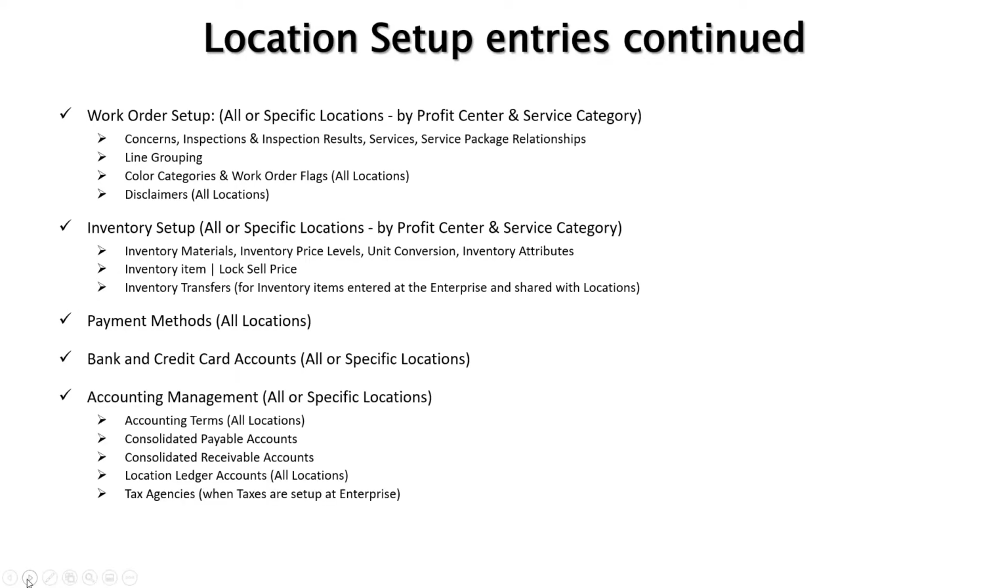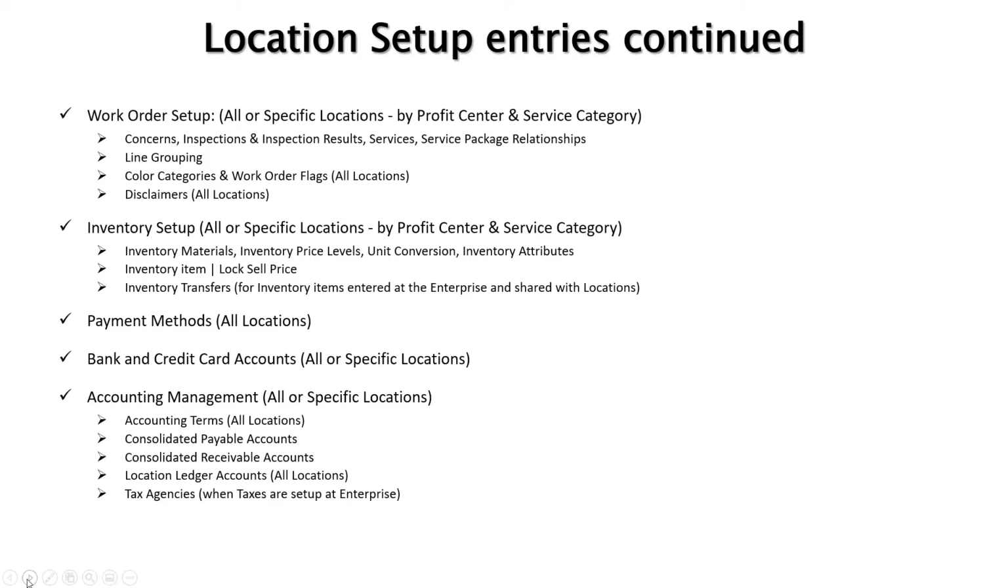Accounting management, all are specific locations. Accounting terms, those will be applied to payables and receivables. You could have something such as COD, net 30, 2% with a discount. Consolidated payable accounts, that means all supplier invoices that are going to the payables would come to the enterprise and could be managed there. Consolidated receivables, same thing with receivables. You can manage them at the enterprise.